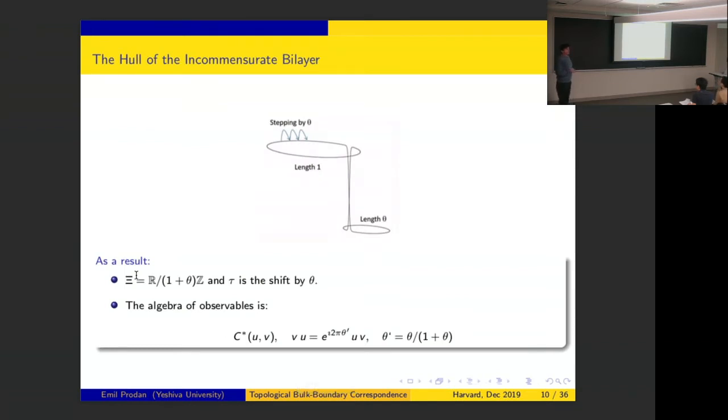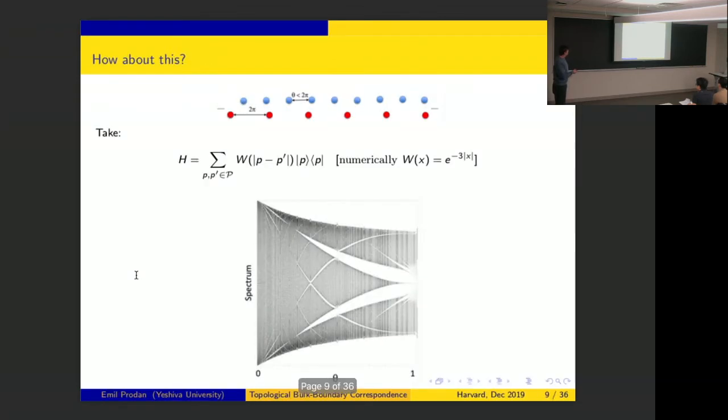It turns out that the whole of this pattern is this pretzel, and you can generate this pattern by just stepping by a theta on this pretzel. As a result, the whole is just, again, the circle, but the length of the circle is 1 plus theta. And the algebra of observables comes to be, again, the non-commutative torus, but with theta prime, which is theta over 1 plus theta. Let me remind you what theta is. If this one is 2 pi, then the one above is a theta smaller than 2 pi. So at the end, what we are looking at is again an image of the Hofstadter spectrum with this axis rescaled.